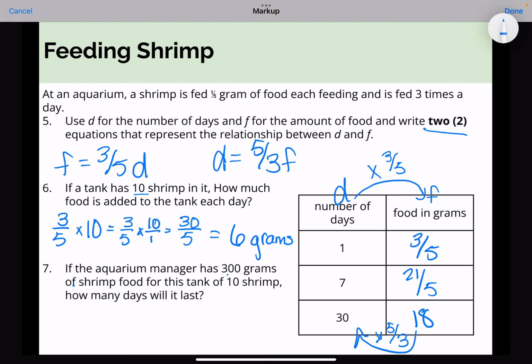Now, if every day they feed this shrimp tank 6 grams of food, and they have 300 grams, to figure out how many days it will last, we are going to take 300 and divide it by 6. This gives us 50. So it will last 50 days, which is almost 2 months.